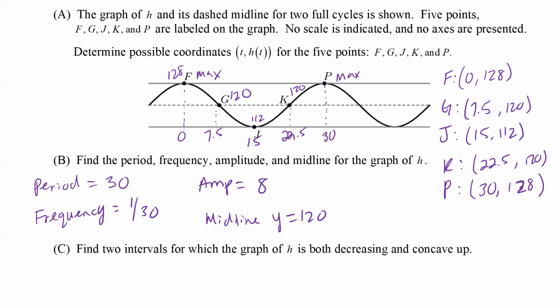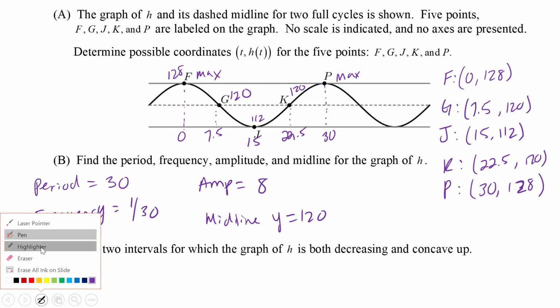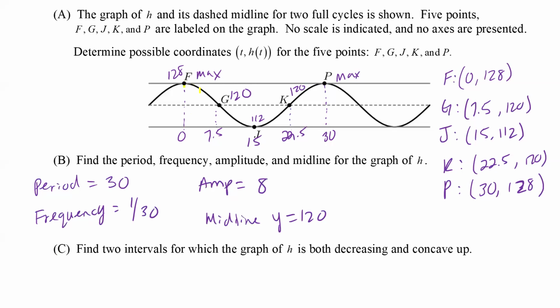All right, it says to find two intervals for which the graph of h is both decreasing and concave up. So first I need to identify where I'm decreasing. The function is decreasing here, right? And so we're going to break those into the two intervals. Where else could I possibly be decreasing if I was to continue, because it wants two? Even though it doesn't give you these values, you have to use your math intuition to figure out what that second interval would be. Does that make sense?